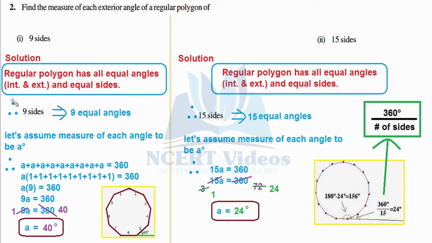Therefore, this is the mathematical way of writing therefore. 9 sides implies 9 equal angles. Now let's assume the measure of each angle to be a degrees. We are taking a variable, small letter a, which denotes the angle, and we know very well from previous interactions that variables are always represented with a small letter.